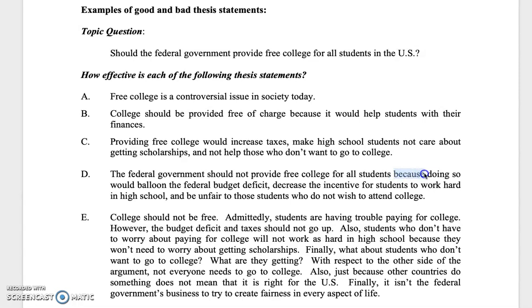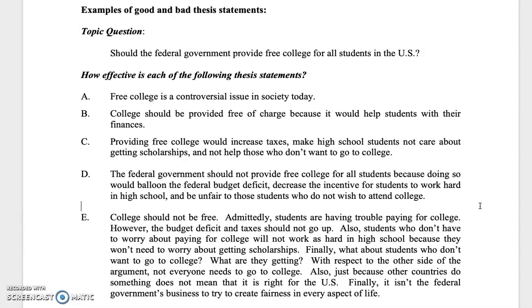Then we link with the word because to our reasons, and we've got 3 nice, specific, parallel reasons here. Doing so would balloon the federal budget deficit, decrease the incentive for students to work hard in high school, and be unfair to those students who do not wish to attend college. So again, those are three very specific, very parallel reasons. So we have the structure here: stance, because, and reasons. And that's what is going to give you a good thesis statement for an argument rebuttal essay.